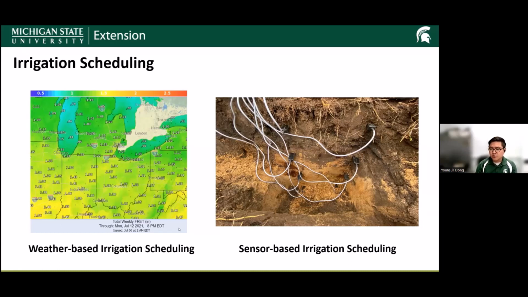I want to briefly mention there's another method using the canopy temperature. So you can actually measure the canopy temperature, air temperature, and vapor pressure to calculate the crop water stress index. That's another method that you can use to know how much water the crops use each day, and from that information we can schedule the irrigation.